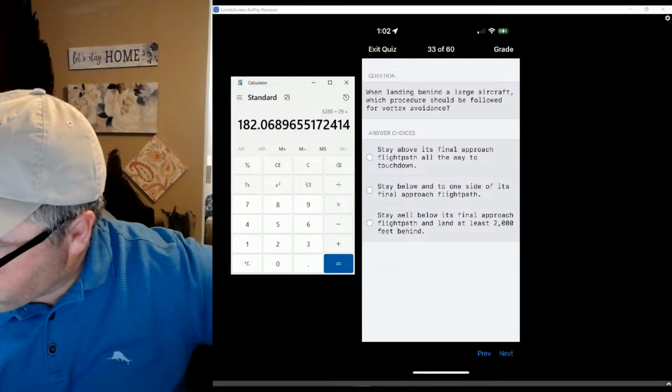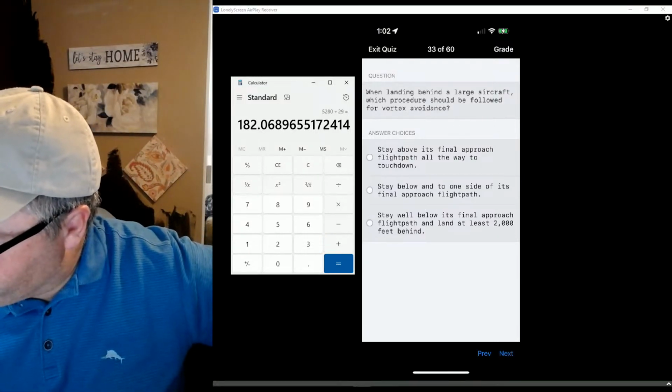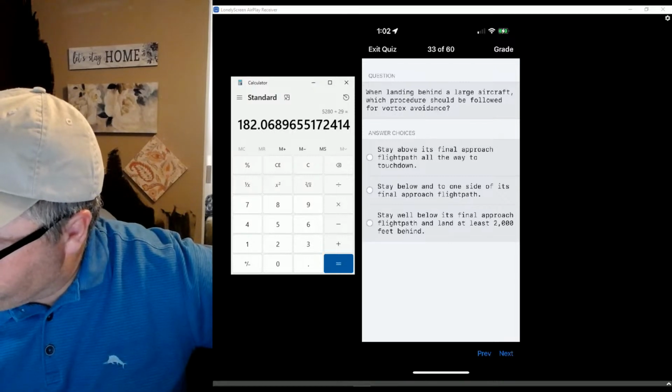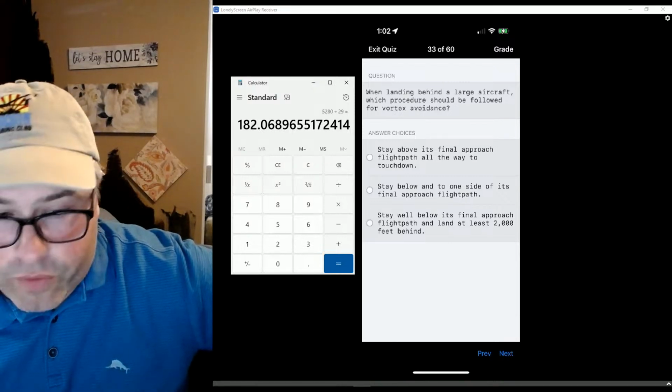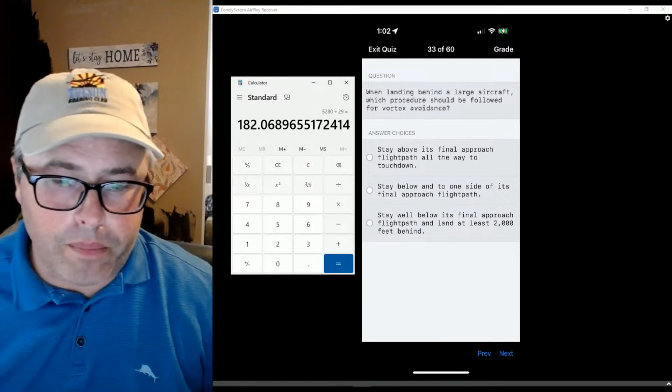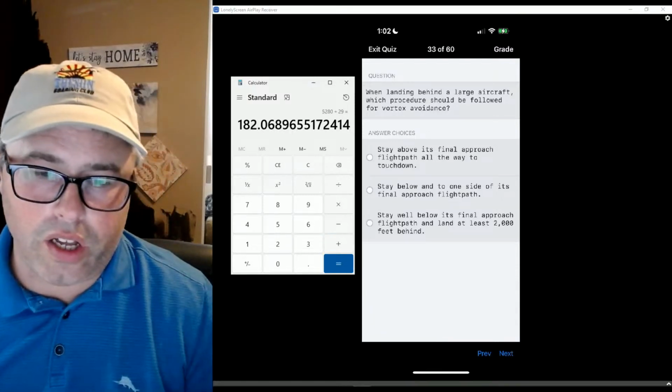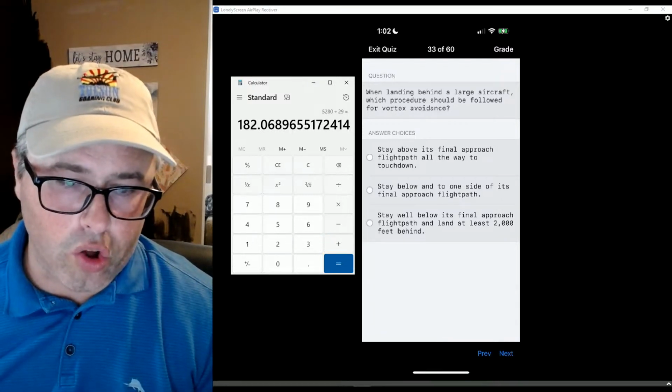When landing behind a large aircraft, which procedure should be followed for vortex avoidance? Stay above its final approach path. That sounds good. All the way to touchdown.